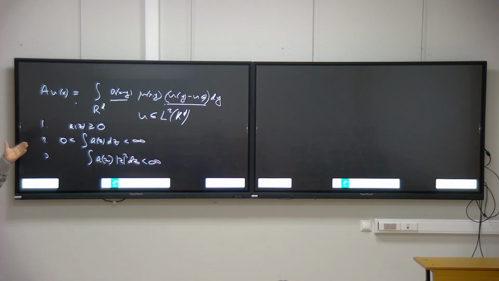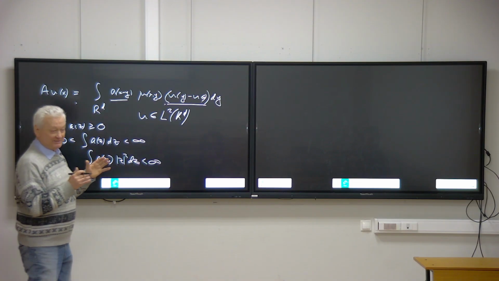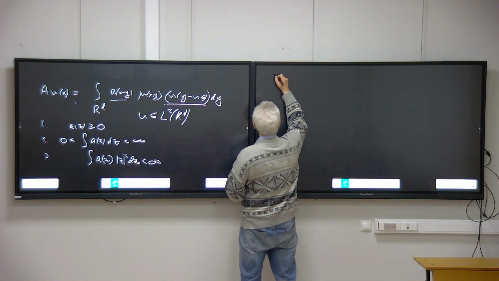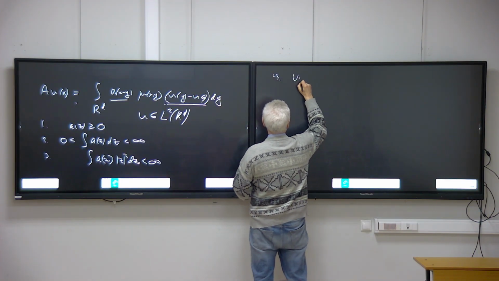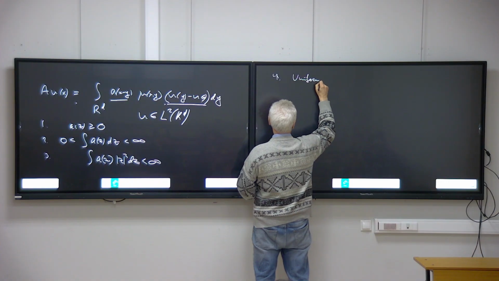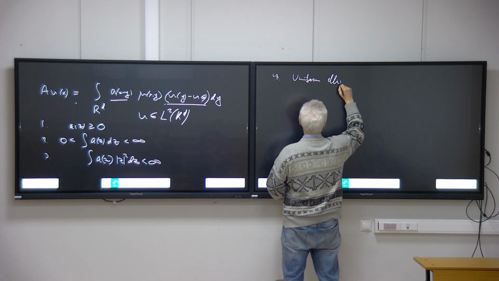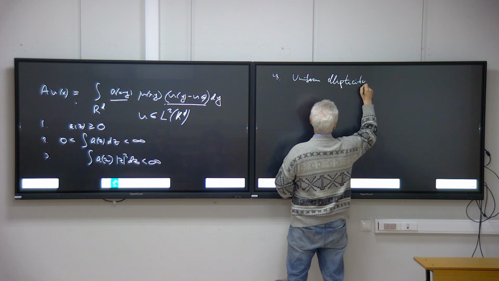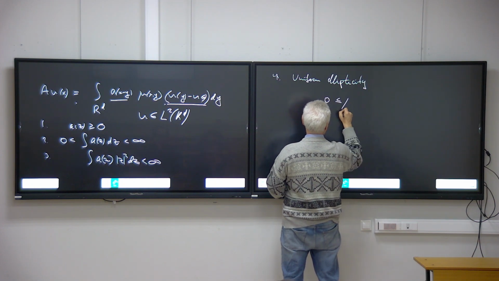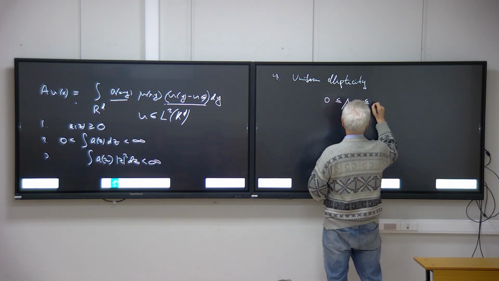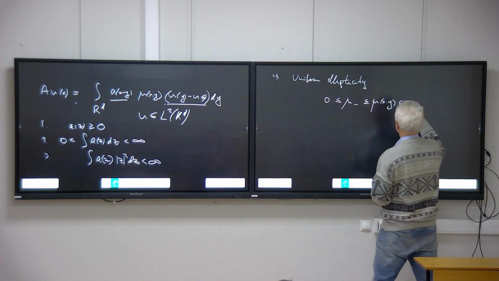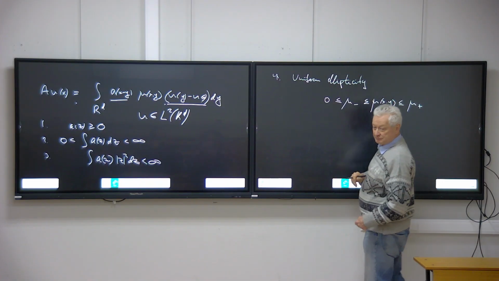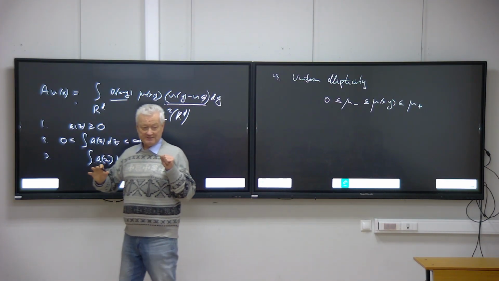Now mu. For mu, we want to have uniform ellipticity, so we impose the standard uniform ellipticity on mu. Condition 4, uniform ellipticity. We assume that there are two positive constants, mu minus and mu plus, such that mu of x y is greater or equal than mu minus and less or equal than mu plus. Classical uniform ellipticity condition.